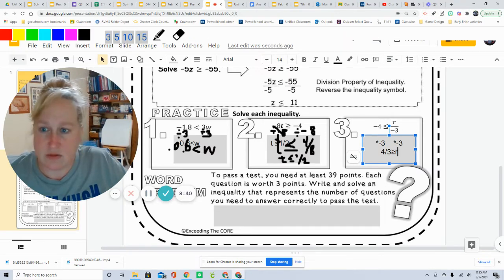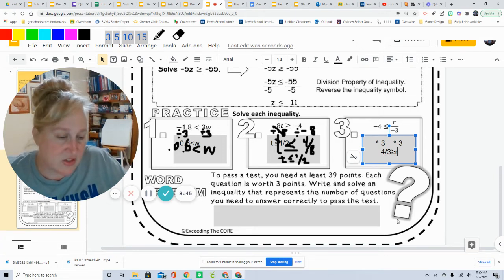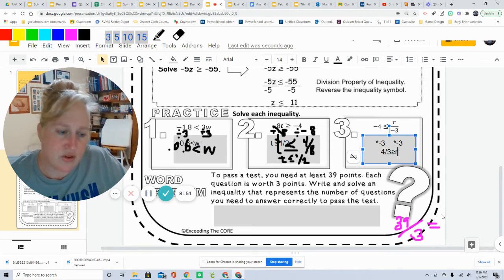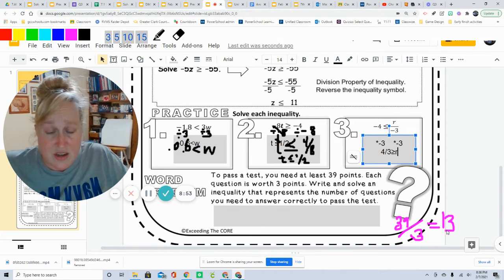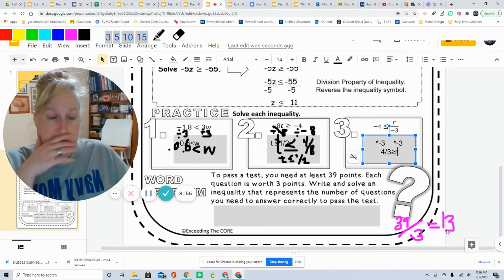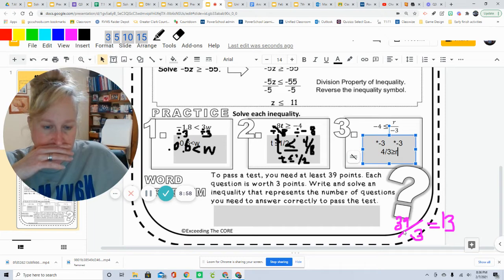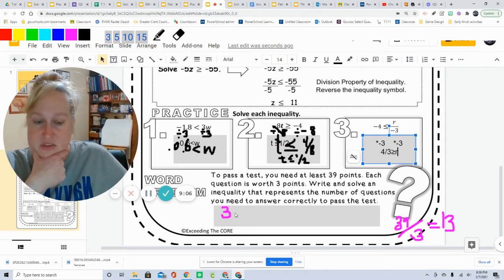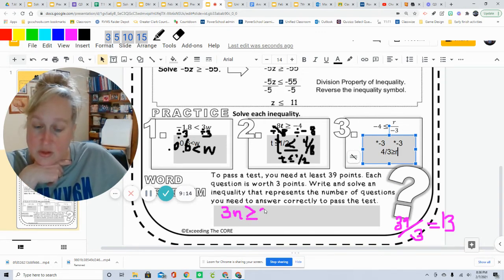Let's see here. Where's my pen? I'm going to say 3 points each. I need 39. So it's 39 divided by 3 equals 13. So I want 13 or more. I know that much. But how did I get that? 39 divided by 3. That means I multiply the number I got right, which is this 13. So you'll type 3 times the number of questions you got right needs to be more than or equal to 39. So how do we type that?